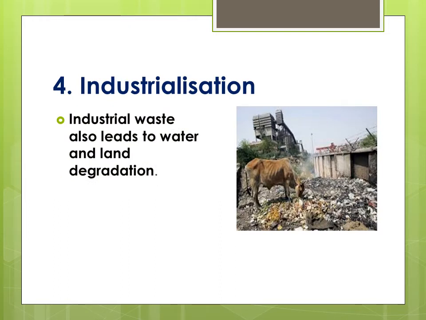Industrialization, as we all know, causes industrial waste to be thrown on the land or in the water, and it leads to land degradation. You see in the picture that all the industrial waste is dumped behind the industries, sometimes on the river, sometimes on the outskirts of the city. So it leads to land degradation because of the poisonous waste from the industries.